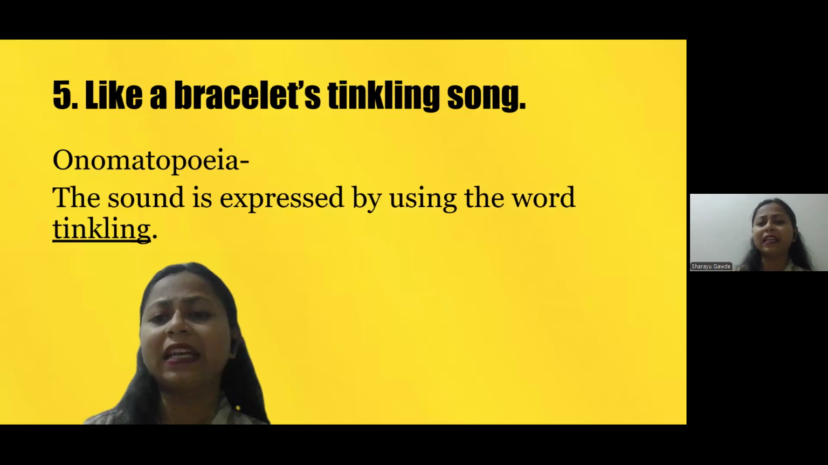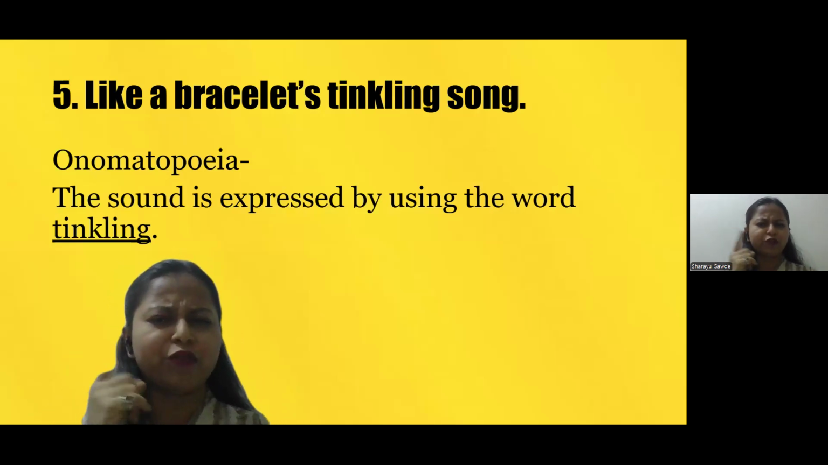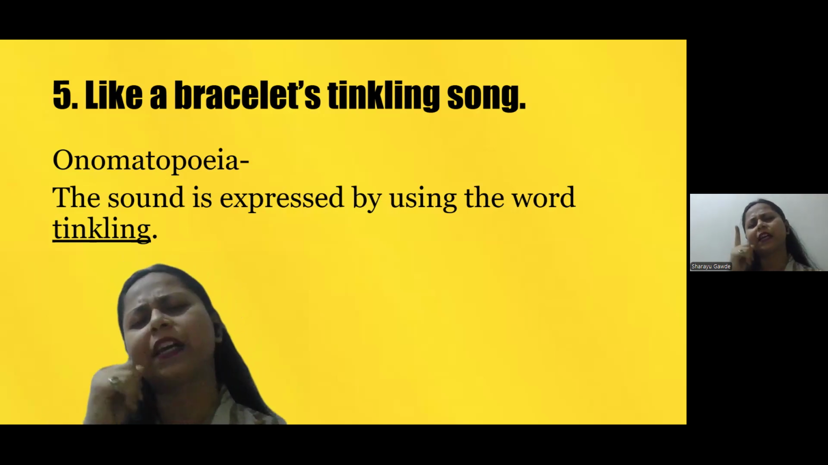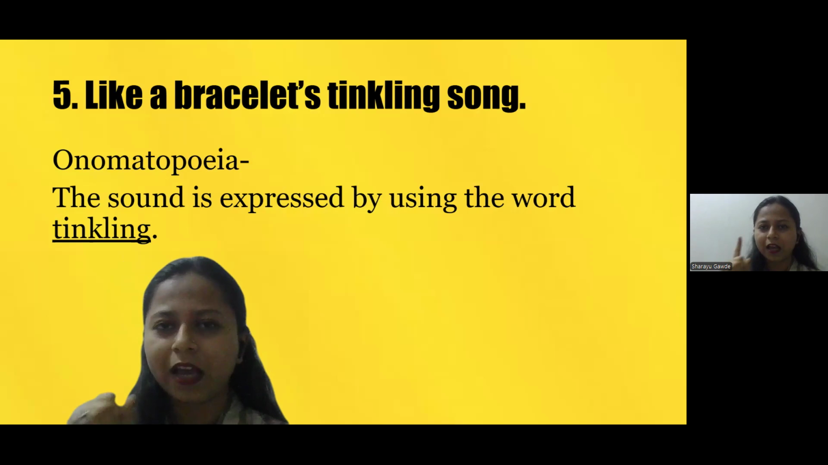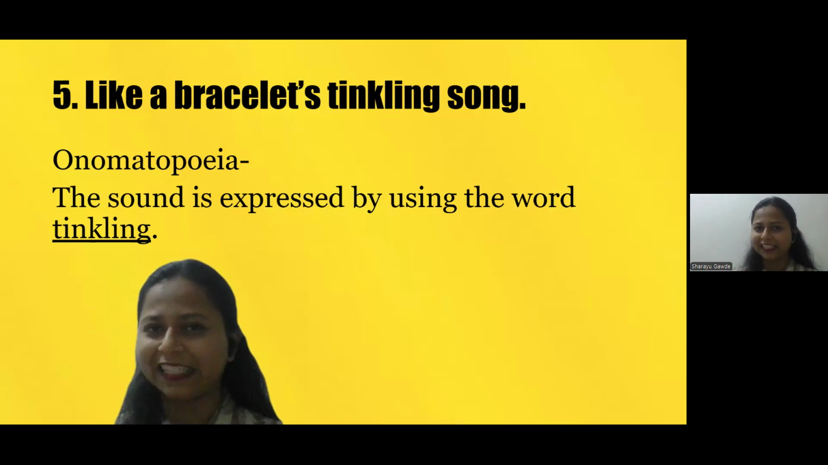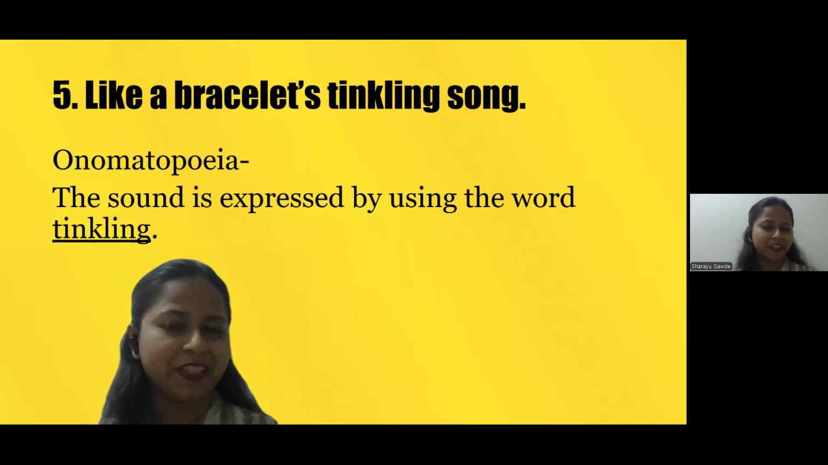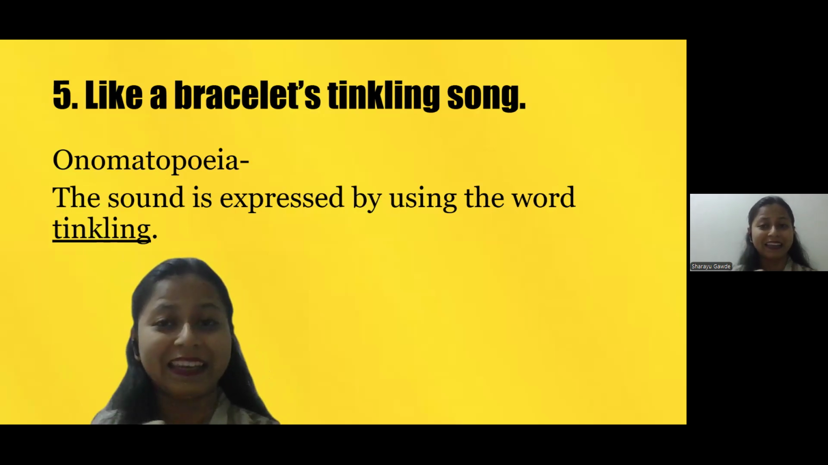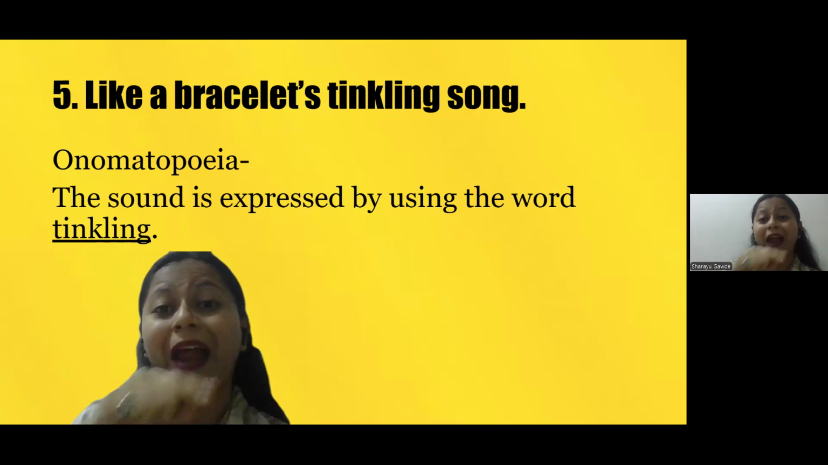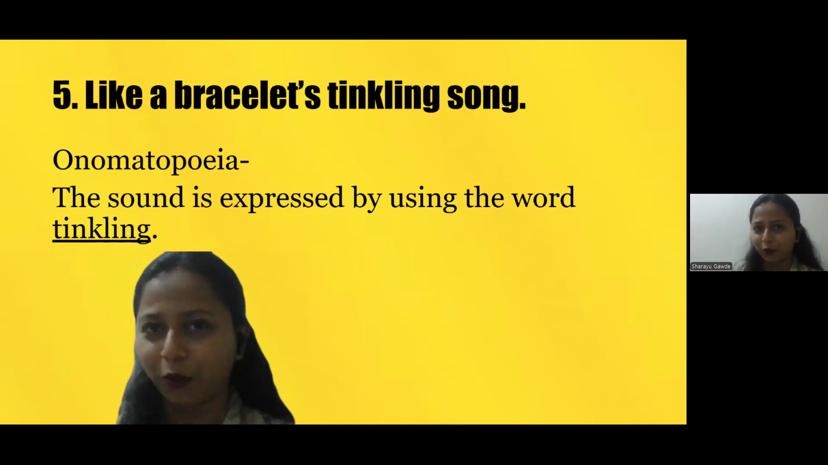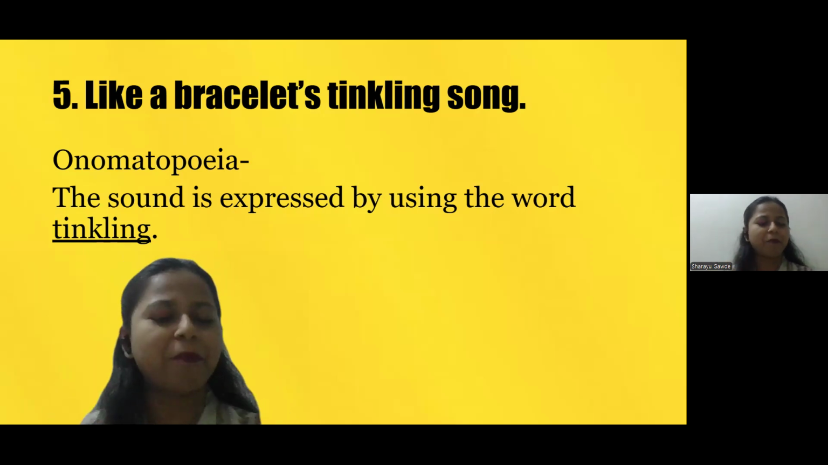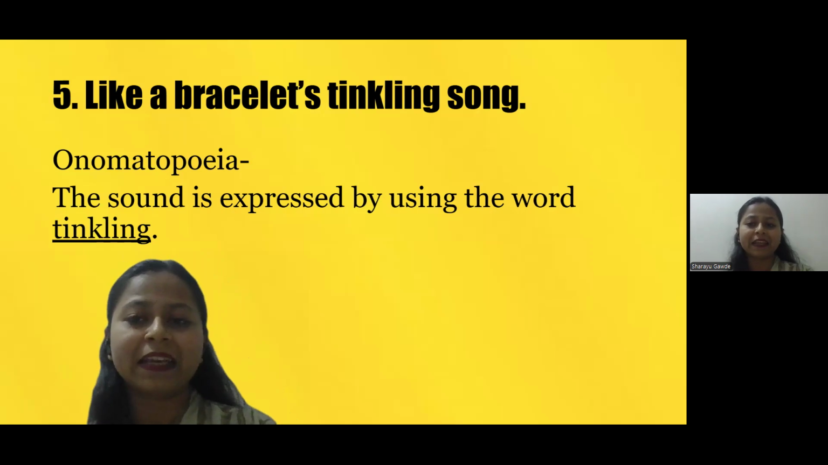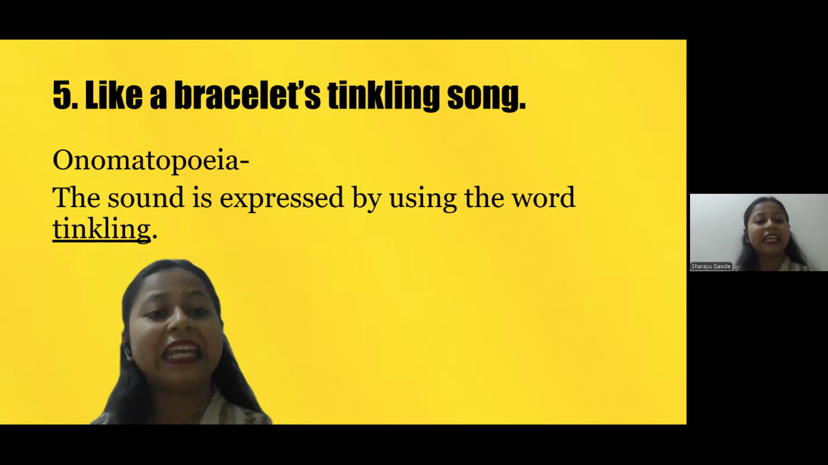Next one, like a bracelet's tinkling song. So here, can you see tinkling? The sound is used. So whenever sounds are used, which figure of speech do you use? Onomatopoeia. Remember the spelling very nicely because here is where we make mistakes. So rather than saying onomato, I use the technique of using tomato. Tomato, nomato, onomato. Remember it. The sound is expressed by using the word tinkling.